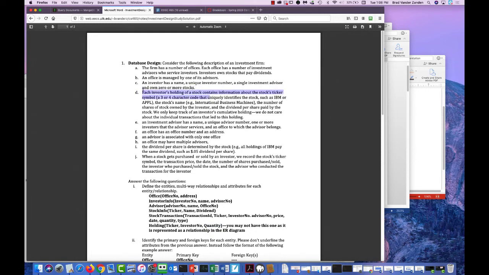The reason D was somewhat difficult to handle is that D was giving us information both about this relationship holding, but it was also giving us information about this stock entity. So D was complicated because it actually had two different things going on. It was telling us about a stock entity, but it was also telling us about an investor's holding, which is a relationship.